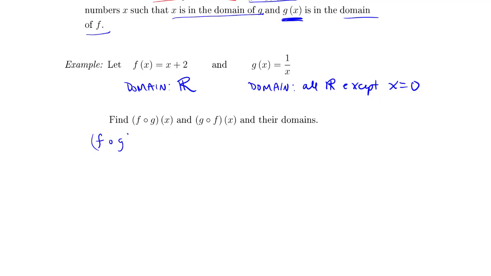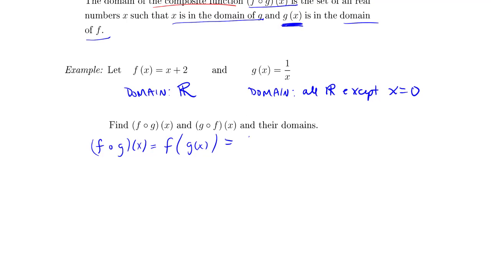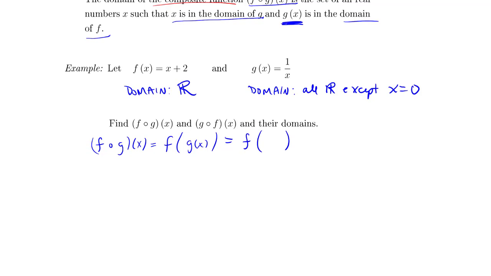F of g of x. Well, again, that's g of x going into f. So how would we look at that? Well, think about it. That's f of, and what would g of x be when we put x in? Well, g of x is 1 over x. So now I would do f to 1 over x. I'd be plugging in 1 over x in the function f of x. Well, that means that 1 over x is going to replace x. So it would be 1 over x plus 2.